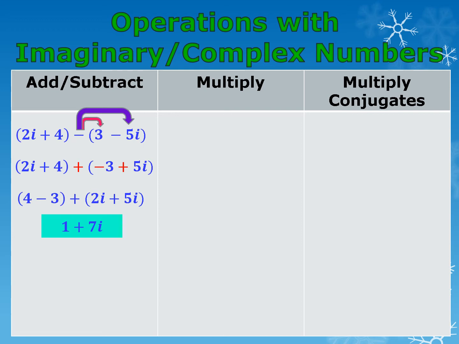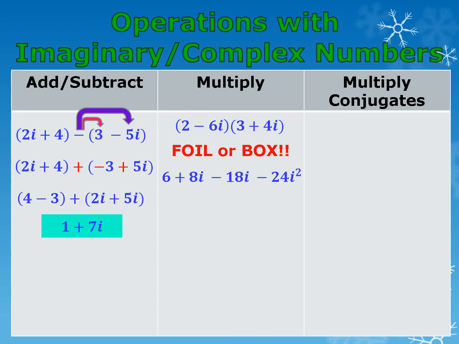Now let's talk about how we multiply them. If I give you something like 2 minus 6i times 3 plus 4i, you can FOIL it or you can box it. It doesn't matter how you do it. I'm going to FOIL it though. So 2 times 3 gave me 6. 2 times 4i gave me 8i. Negative 6i times 3 gave me negative 18i. And then negative 6i times 4i gives me negative 24i squared, because i times i is i squared.